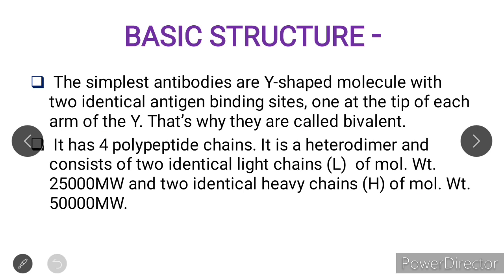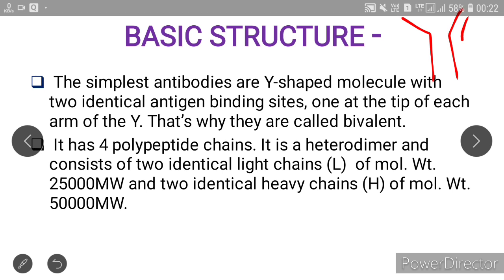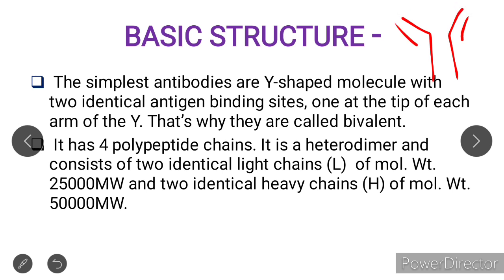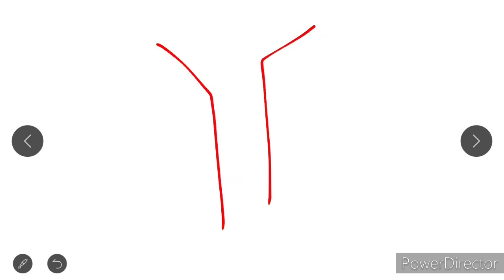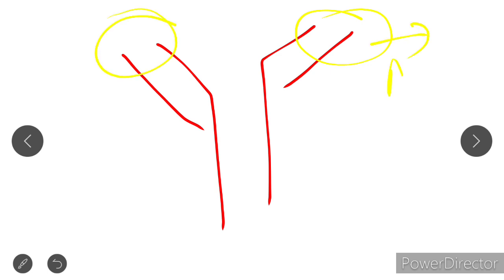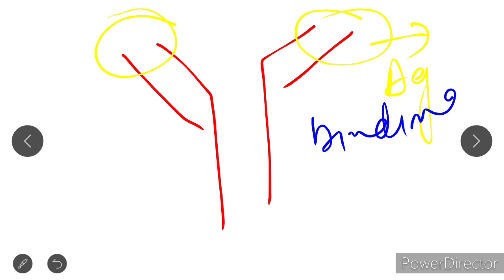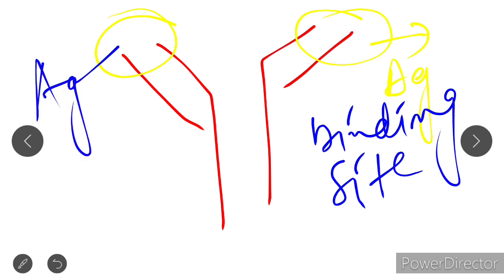Next, antibodies are Y-shaped, as I told you earlier, and this Y-shaped molecule has two identical antigen binding sites. If I draw this in a bigger way, these two tips of the arms are basically the antigen binding sites. These two tips, or these two corners, are the antigen binding sites.